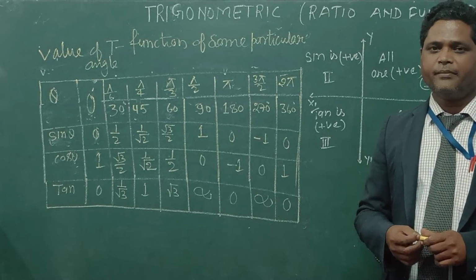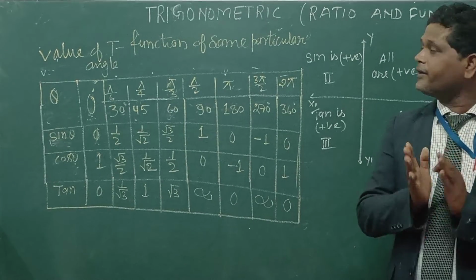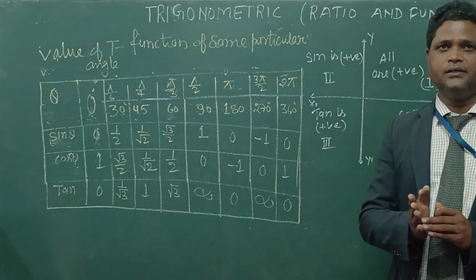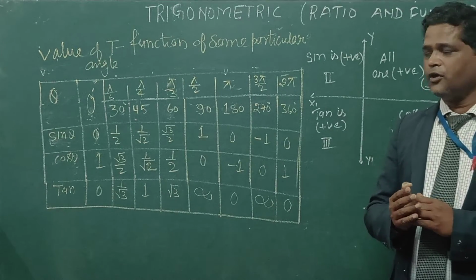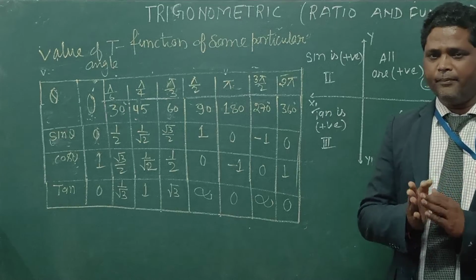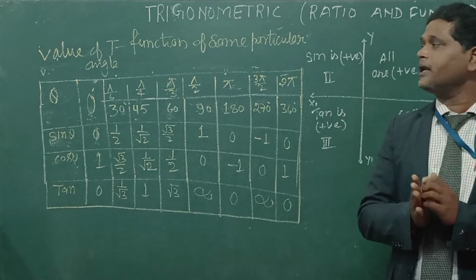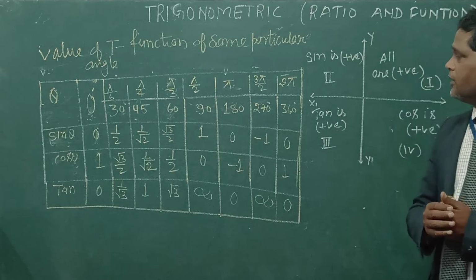I have explained about trigonometry. Trigonometry: "trigon" means triangle and "metry" means measure, that is, the measure of the triangle. We can say this is trigonometry.